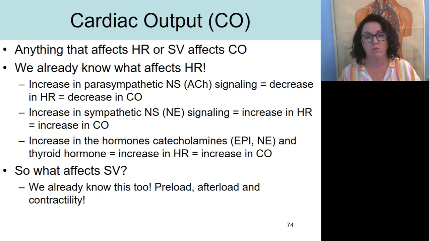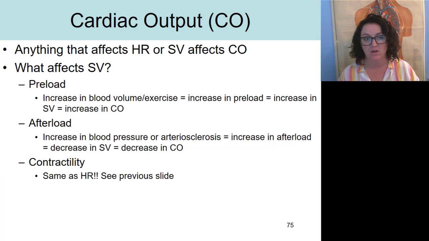What about stroke volume, right? We know that stroke volume is impacted by preload, afterload, and contractility, right? So what sorts of things are going to affect preload? An increase in blood volume, an increase in exercise. Both of those will increase preload and increase stroke volume, which will increase cardiac output. If we increase afterload, that means it's harder for the heart to push blood into the major arteries. So that's going to decrease our stroke volume and decrease cardiac output.